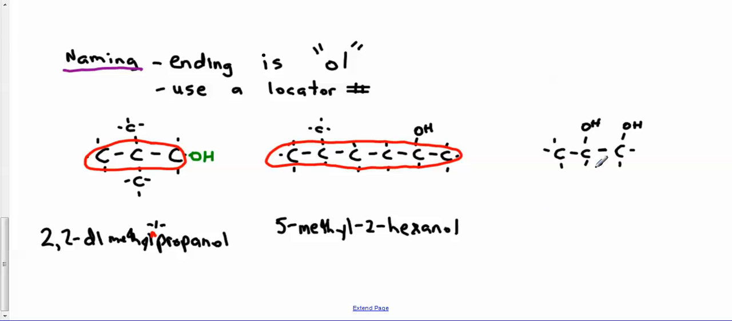And the last one, I've got 2 of them. One is off of number 1. One is off of number 2. Prop. Now there's 2 of them, and so we write a diol. Again, this A is put in there to make it sound better. Instead of propdiol, it's propanediol. Okay? And so that's our look at alcohols.